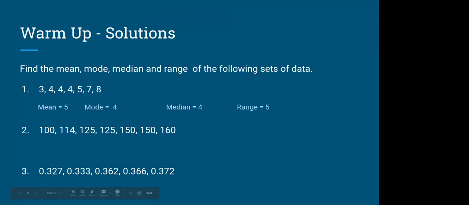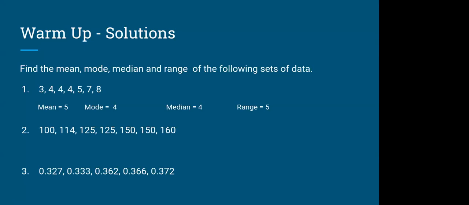The first answers: the mean is 5. The mode is 4. The median is 4. And the range is 5. And what did you have to do before you even started determining any of those measures? What did you have to do with the data? Put it in numerical order. Yes. Put it in numerical order.